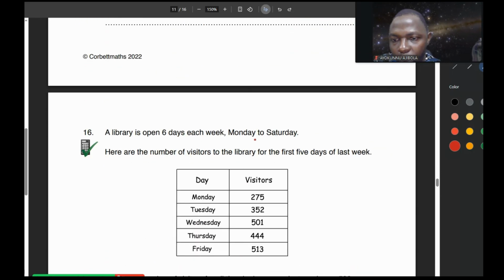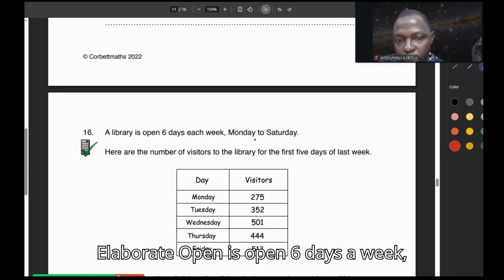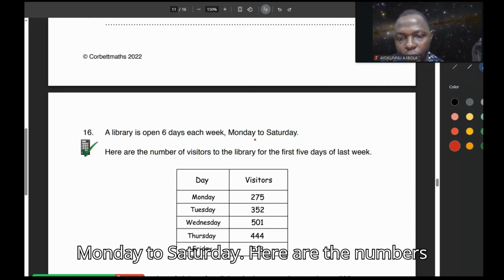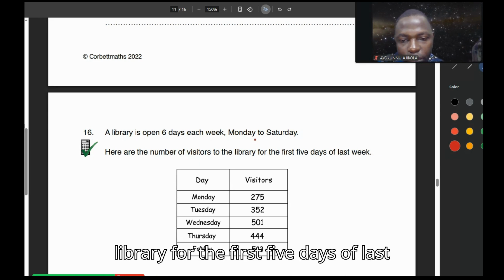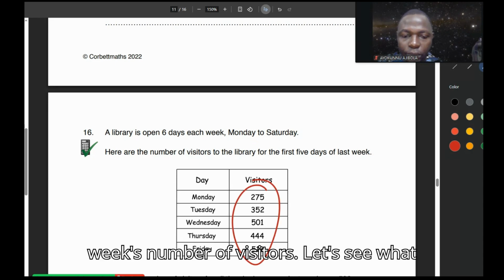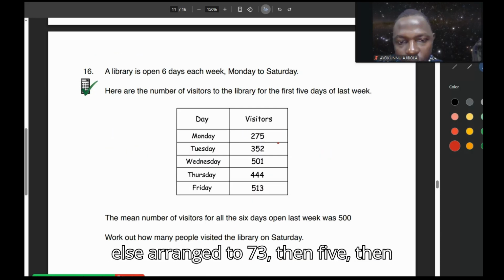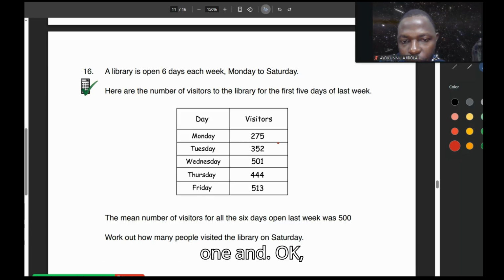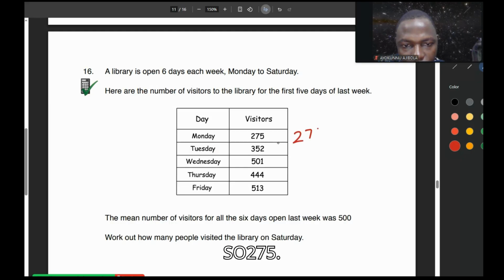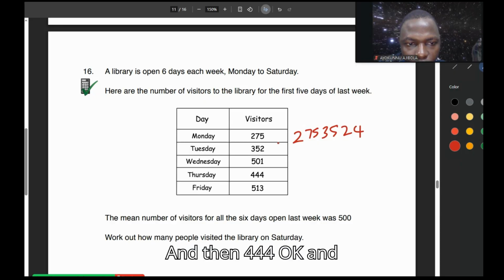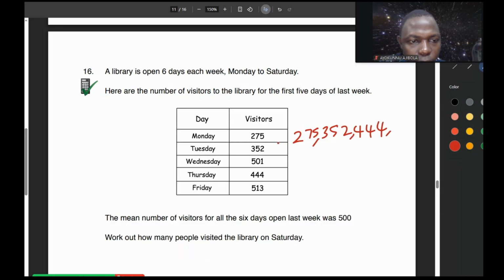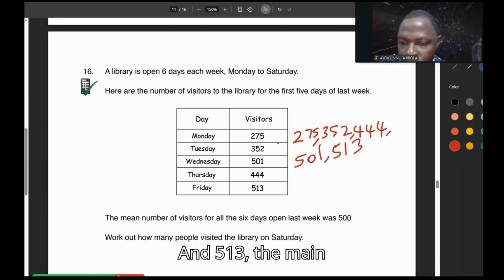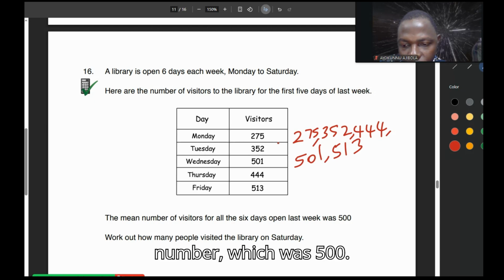Then a library is open 6 days a week, Monday to Saturday. Here are the number of visitors to the library for the first 5 days of last week. Okay, this is the number of visitors. Let's see whether it's arranged: 275, 352, then 444, 501 and 513. The mean number of visitors was 500.